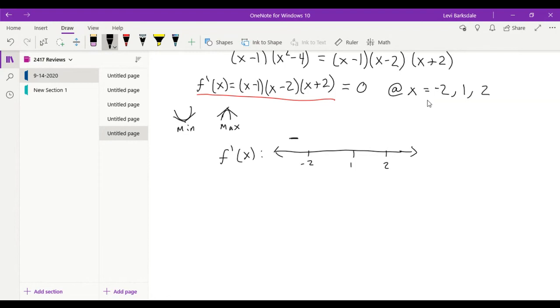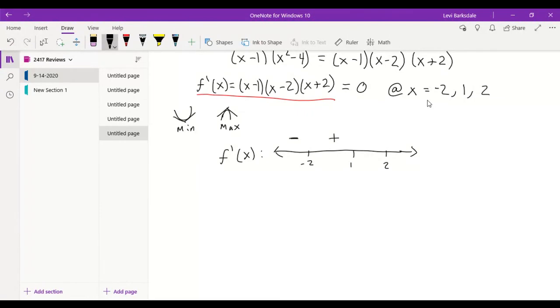Next up, we would need a value that's between negative 2 and positive 1. And I can look at this and say, well, this x minus 1 would be negative, this x minus 2 would be negative, but then this x plus 2 term would end up being positive. And then I keep going through the process from 1 to 2.